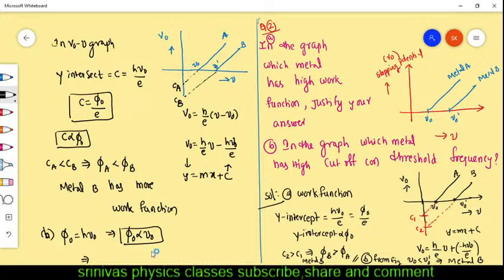Or directly from the figure you can also write nu naught less than nu naught dash. That means this nu naught is less, this is more. When you go to the right side, the nu value increases. Nu naught dash is more from the figure. Nu naught dash is more means the threshold frequency for B is more. Right? Metal B has more threshold frequency.